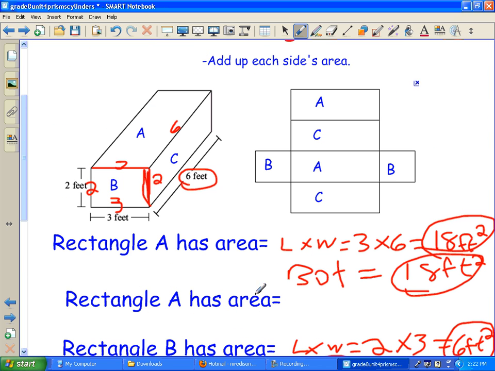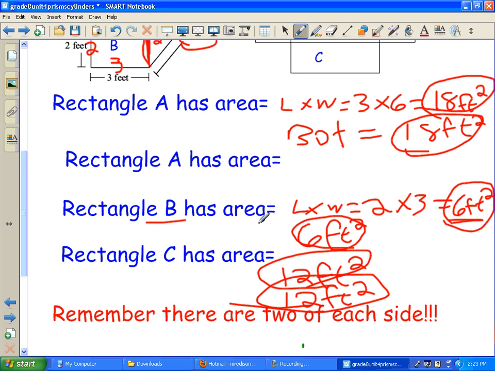So whatever shape you have, it's basically just calculate the area for each side and then add them all back up at the end.